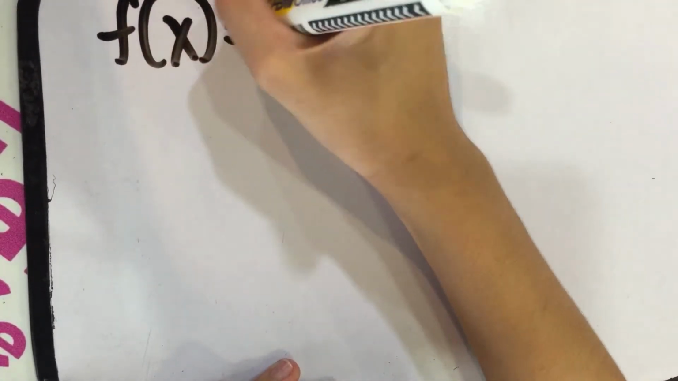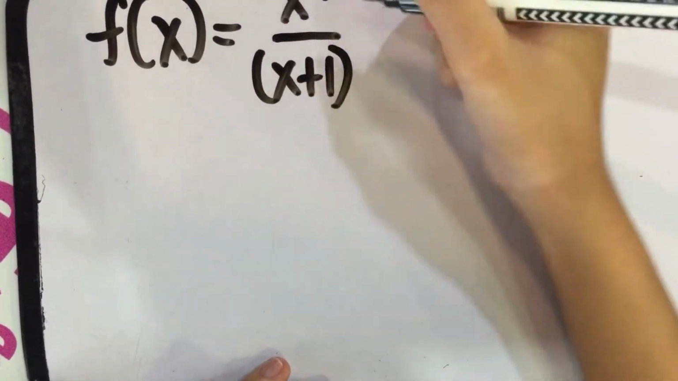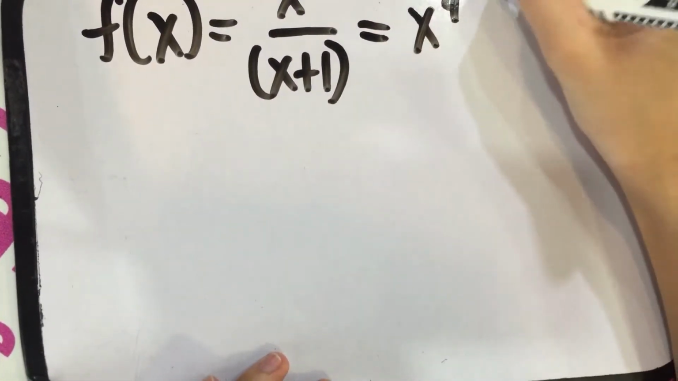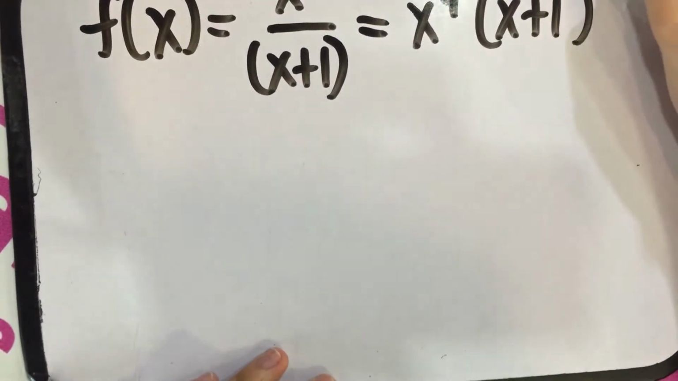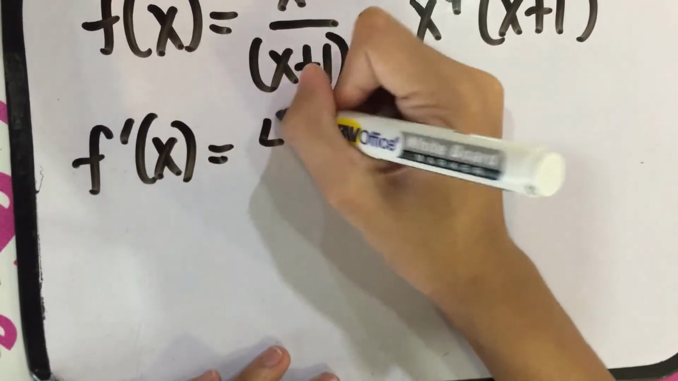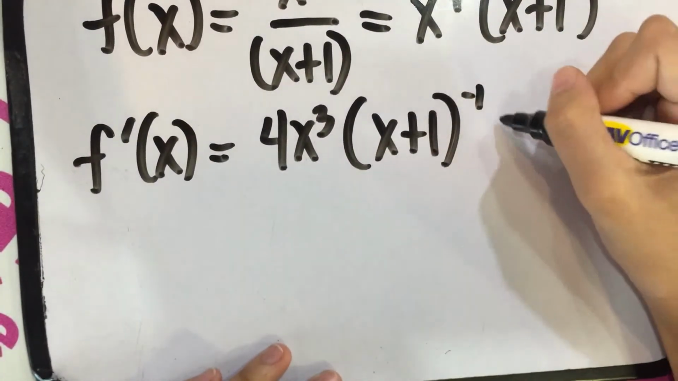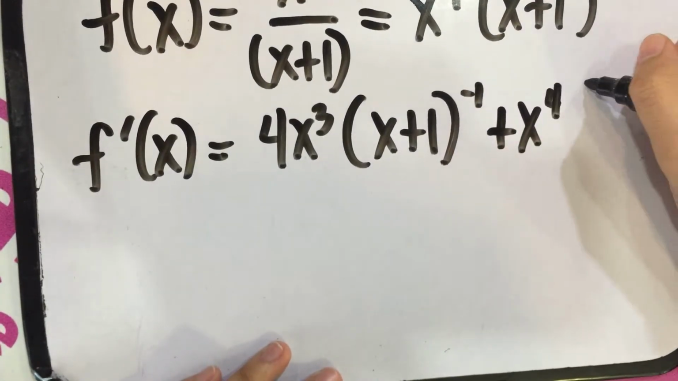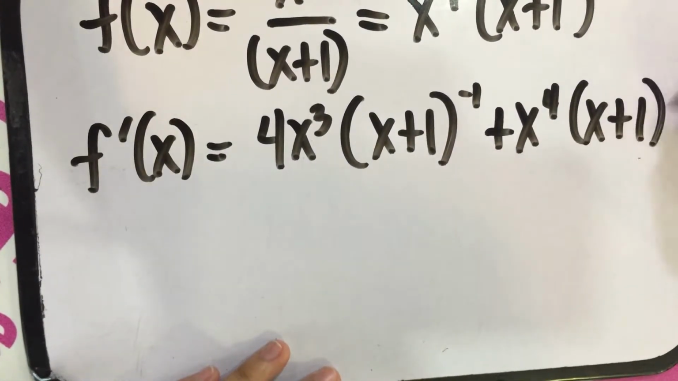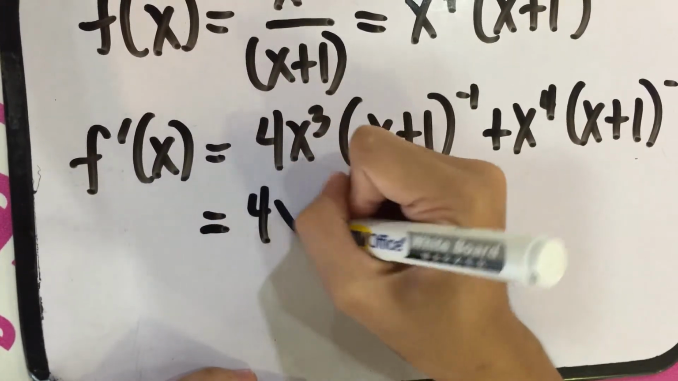Next is chain rule. Let y equals u raised to n, then y prime equals n times u raised to n minus 1 times u prime. The given is f of x equals x raised to 4 over x plus 1. So the next step is f prime of x equals 4x cubed times x plus 1 raised to negative 1 plus x raised to 4 times x plus 1 raised to negative 2.